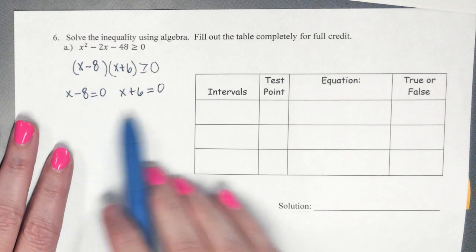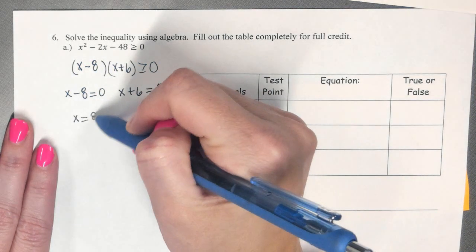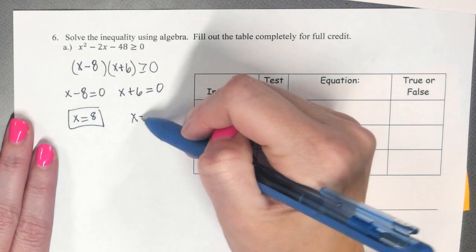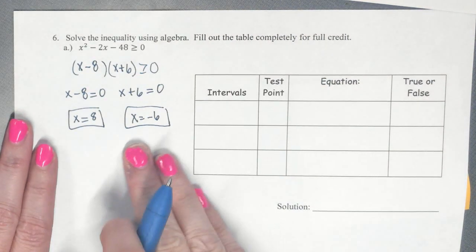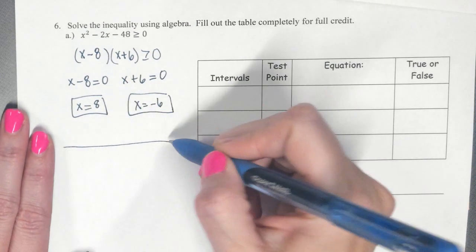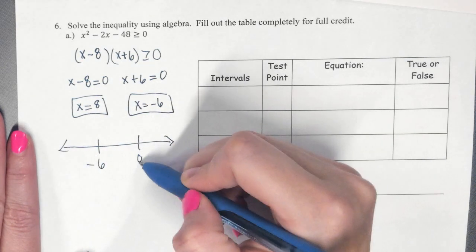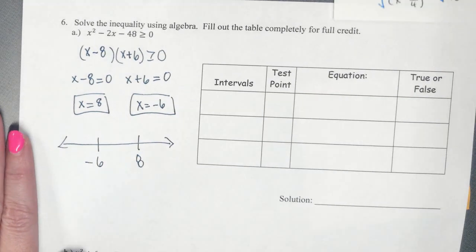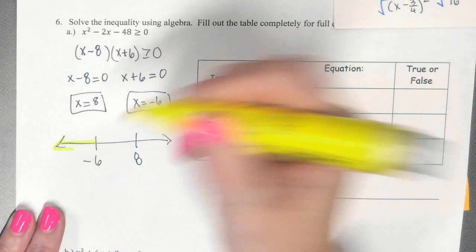So to find the key values, you set these equal to 0 and you find your x value. So x equals 8. x equals -6, okay? Now, I know some of you are really good at just going from here to here. That is fine. You do not have to write this number line if you don't want to. This is for people that are more visual. I'm a more visual person. I like seeing each part of the inequality.